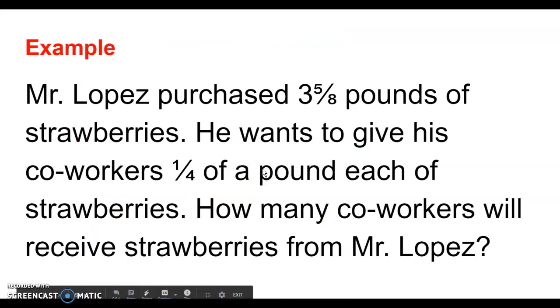Another example. Mr. Lopez purchased 3 5/8 pounds of strawberries. He wants to give his co-workers 1 1/4 pounds of each strawberry. How many co-workers will receive strawberries from Mr. Lopez?